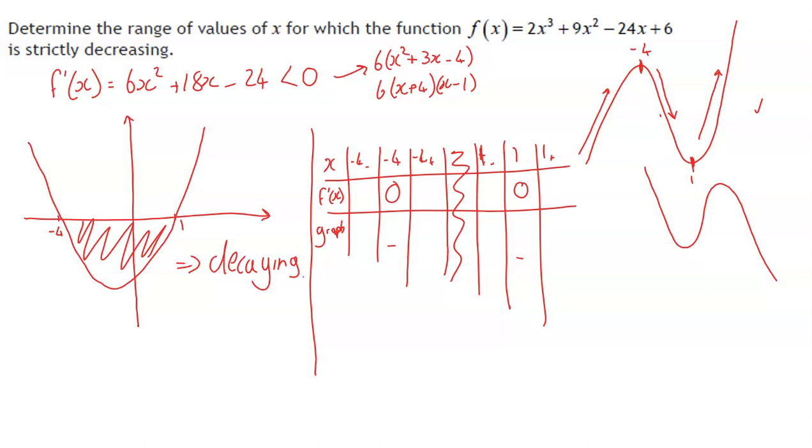So if I add 4 onto it, I'm going to get a negative answer. If I take away 1, that's always going to be negative as well. So I'm going to get a negative times a negative, which will give me a positive value. That means that my graph is coming up.